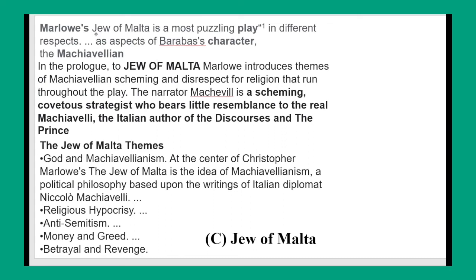Marlowe's Jew of Malta is a most puzzling play. It's a very brilliant kind of play. In different respects, we can find here the character called Barabbas. He is considered a Machiavellian character. In the prologue of Jew of Malta, Marlowe introduces themes of Machiavellian scheming and disrespect for religion.